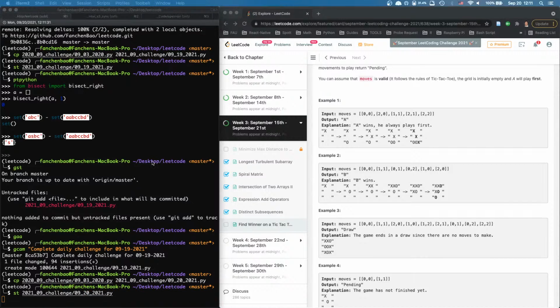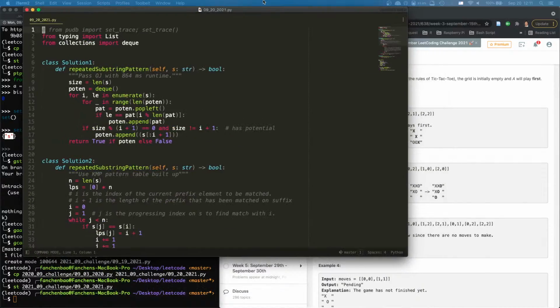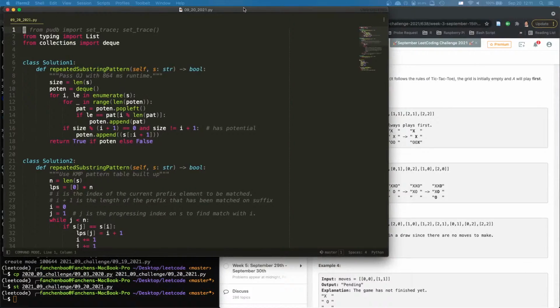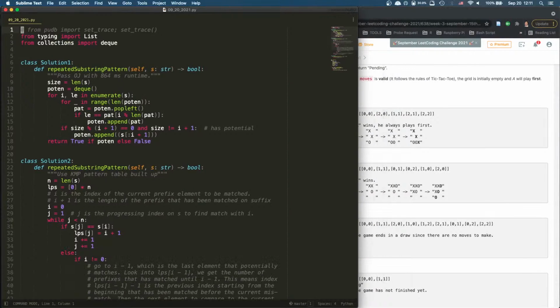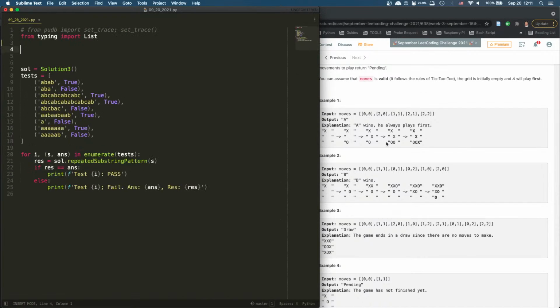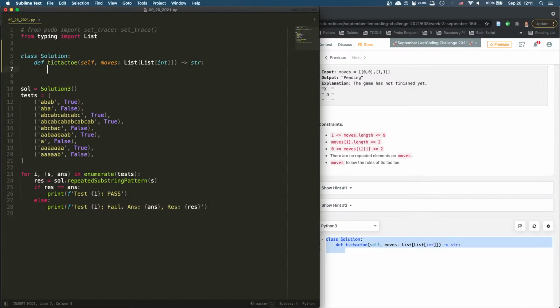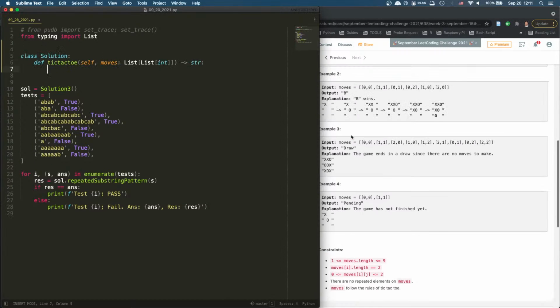Okay, so that's going to be our data structure. All right, so let's pull it up. Here it is. Okay. So we're going to do the same thing. Let's see. Tic-tac-toe. I don't know, maybe I've done this before.